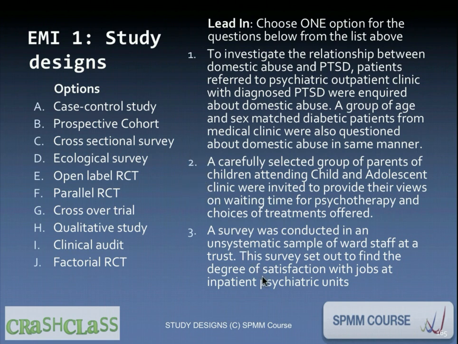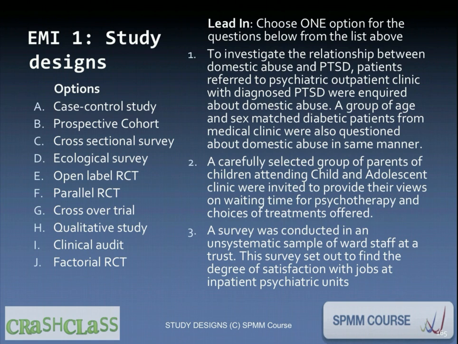3, a survey was conducted in an unsystematic sample of ward staff at a trust. The survey set out to find the degree of satisfaction with jobs at inpatient psychiatric units. Okay, so this is a survey and you're measuring degree of satisfaction in an unsystematic sample. You just pick some people and then give them a survey questionnaire, and whatever they rate the satisfaction as, you measure that and infer from the survey the overall degree of satisfaction. So this is a cross-sectional study.